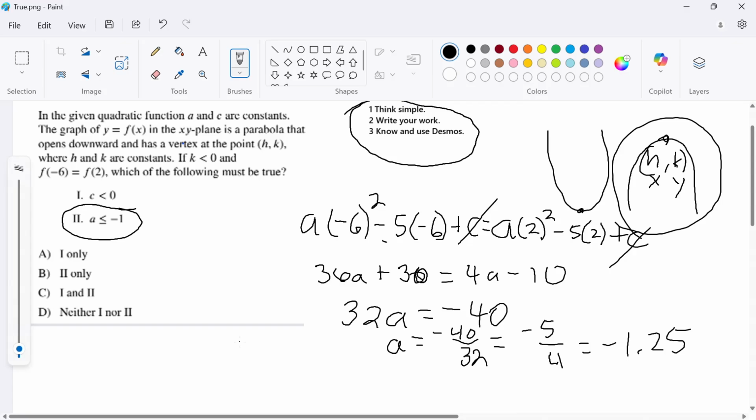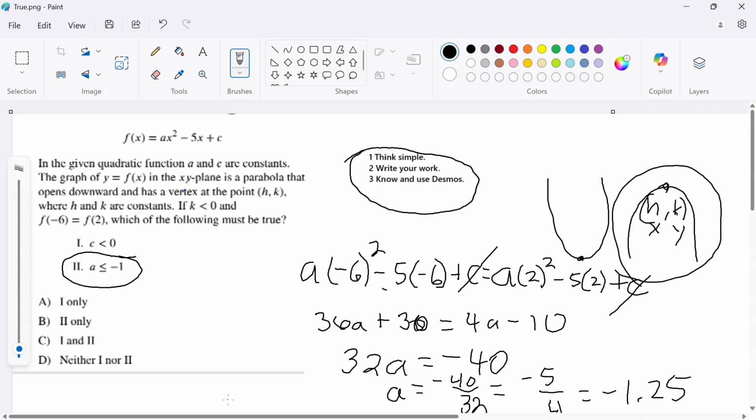Now I have to find what c equals. And I can just plug this in again. Now, I need something else to plug in, because if I just plug in a, I'm going to have x and c. What x value could I plug in? Well, I can plug in the x value for the vertex. And it says here, k must be less than 0. So if the vertex is (h, k), k, which is the y value, the value of the function, has to be less than 0. So can I find the x value of the vertex? Well, if f of minus 6 equals f of 2, the vertex is going to be halfway between them.